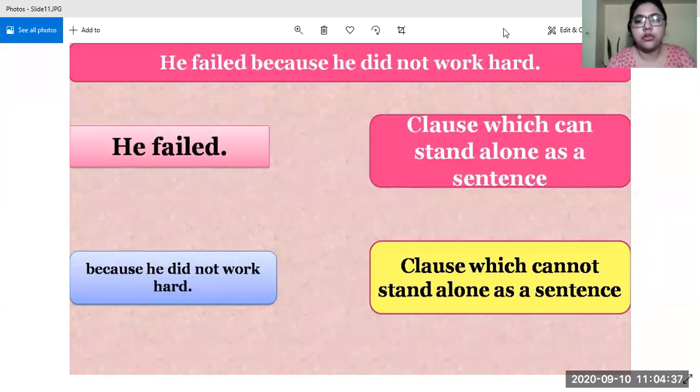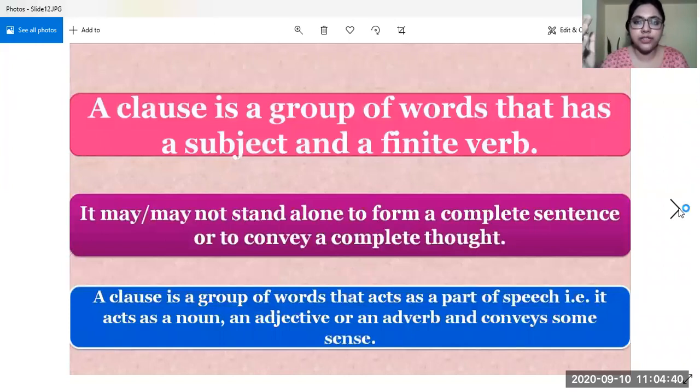Let us again recall the definition that a clause is a group of words that has a subject and a finite verb. We have already done that. It may or may not stand alone to form a complete sentence or to convey a complete thought. Now the third part has come, that it is a group of words that acts as a part of speech. Phrases were also acting as a part of speech. Clauses also act as part of speech. It can act as a noun, an adjective or an adverb. So this is the new thing which we have added to the definition or the characteristic of a clause.